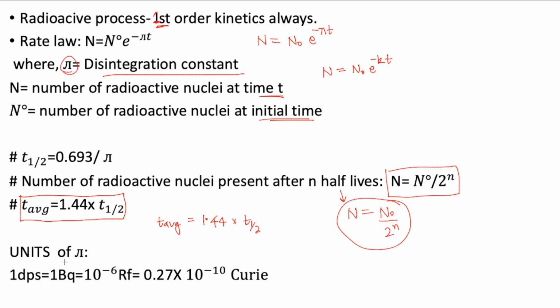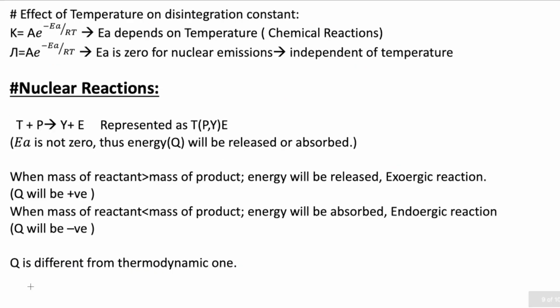The unit of λ is very important. 1 dps, decay per second, is equal to 1 becquerel. This is equal to 10 to the power minus 6 Rutherfords, or it is also equal to 1.27 into 10 to the power minus 10 Curie. This is going to help you mostly for your GATE exam, wherever you have to change the units from decay per second to becquerel or to Curie.